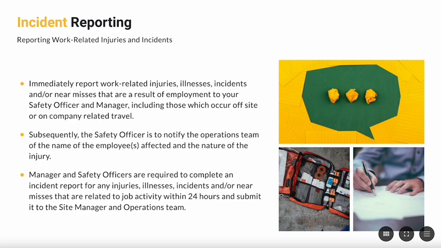It is also important to report near misses, which are incidents that could have resulted in injury or harm but were avoided through luck or timely intervention. Near misses can be valuable indicators of potential hazards and can help to identify areas for improvement in safety procedures.